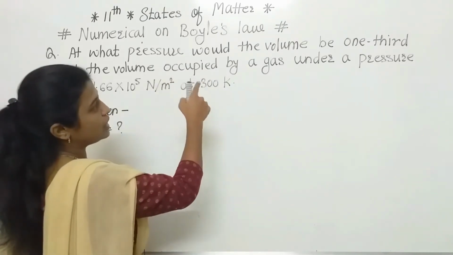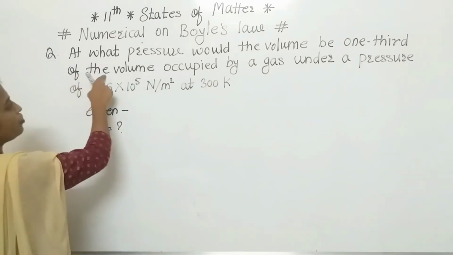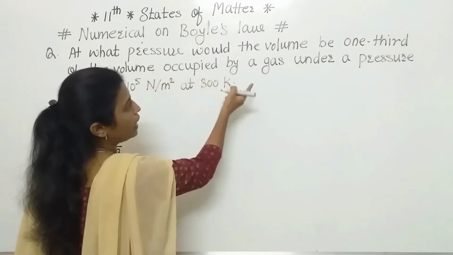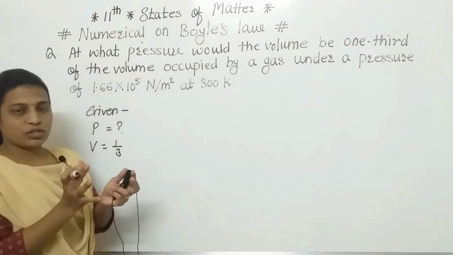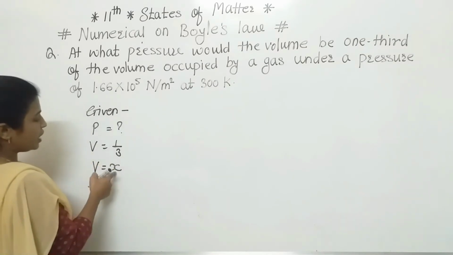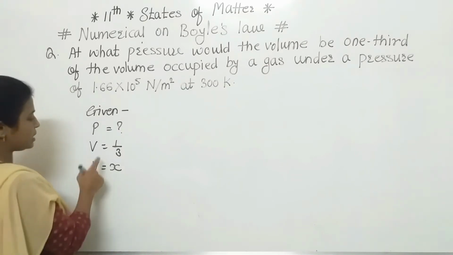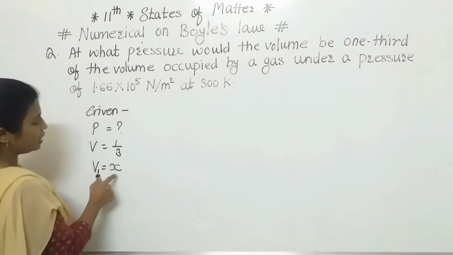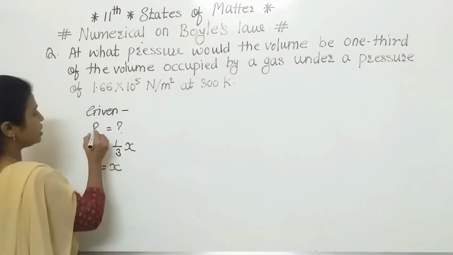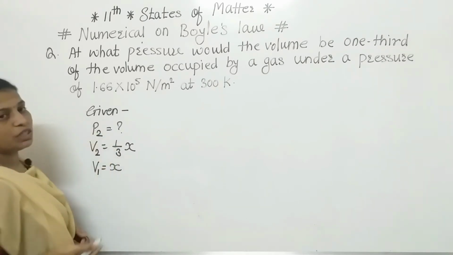Would the volume be 1/3 of the volume occupied by a gas, means already one volume was there that occupied some space. If we consider that volume is X, the second volume is 1/3 of the first volume. So we can say that if initial volume V1 is X, then V2 will be 1/3 of X. Means related to that second volume, we want to find out the pressure, that will be P2.